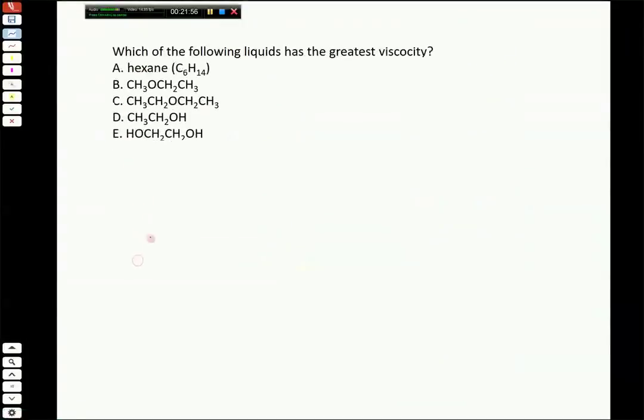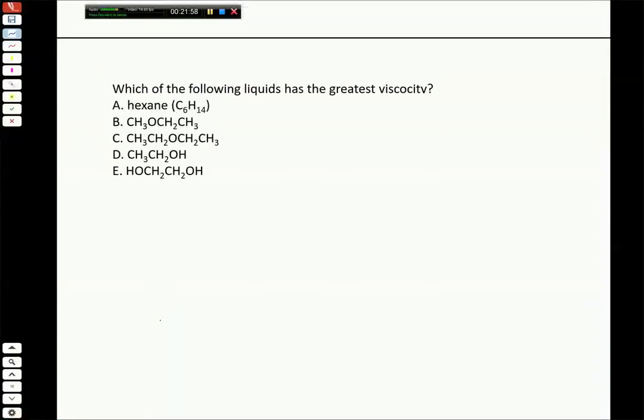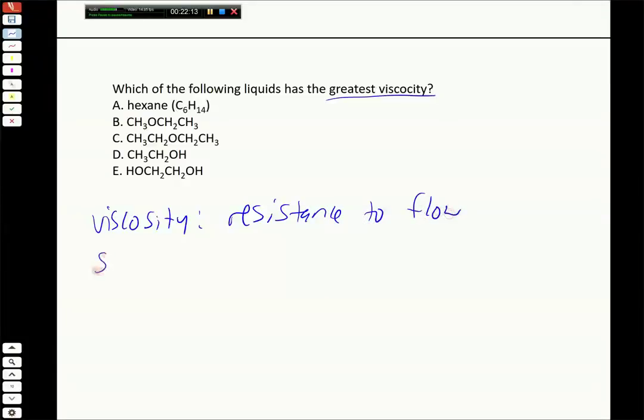Alright, and then finally the last one here, we're looking for which of the following liquids has the greatest viscosity. So viscosity is resistance to flow, and it's one of those properties that also depends on the intermolecular forces. So the stronger the intermolecular forces in a substance, the higher the viscosity. So this is a property of liquids again. It's how thick the liquid is, if you want to think about it that way.